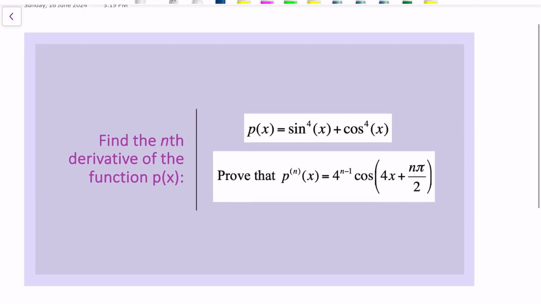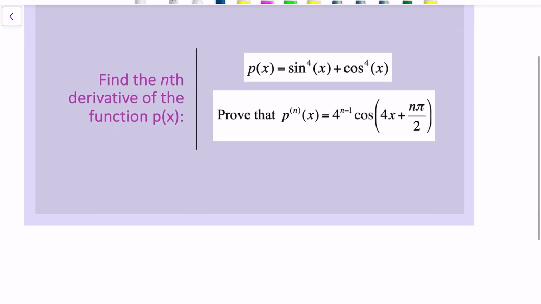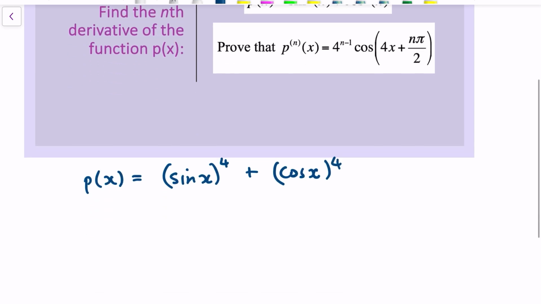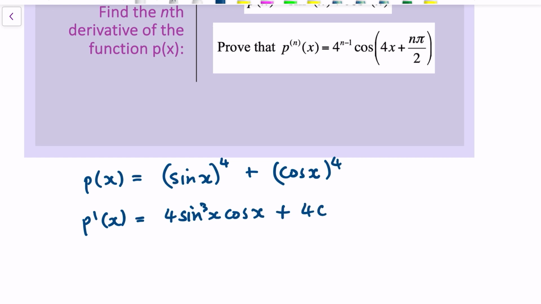Okay, so the first derivative, we're just going to use chain rule to find that. P of x is equal to sine x all to the 4 plus cos x all to the 4. P dash, the first derivative, 4 sine x cubed, so I'll just start writing with the 3 on the inside, looks a lot tidier, times the derivative of sine, which is cosine, and then similarly, 4 cos cubed x multiplied by the derivative of cosine, which is minus sine. Okay, so that's our first derivative.